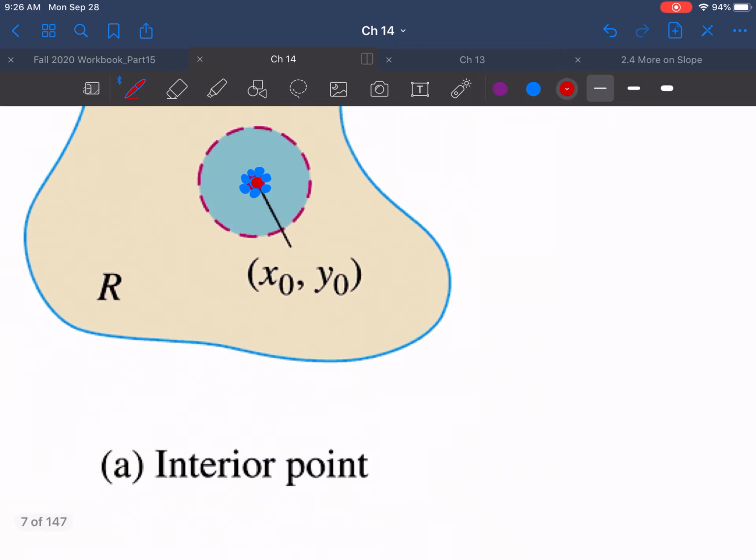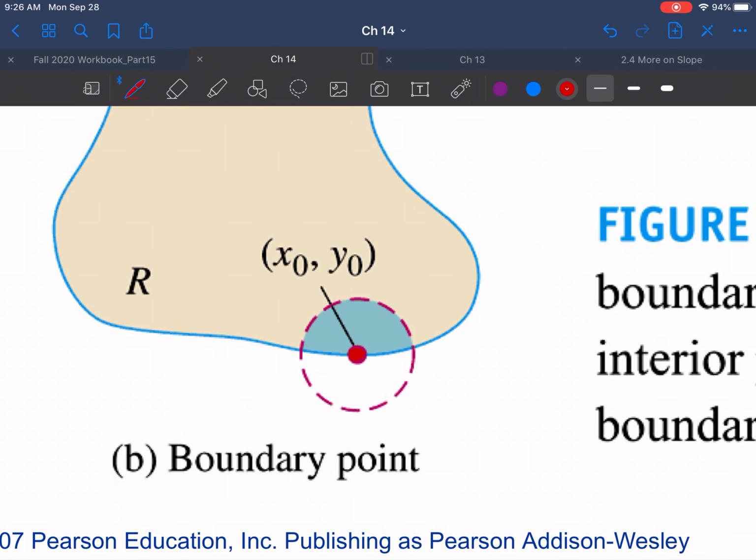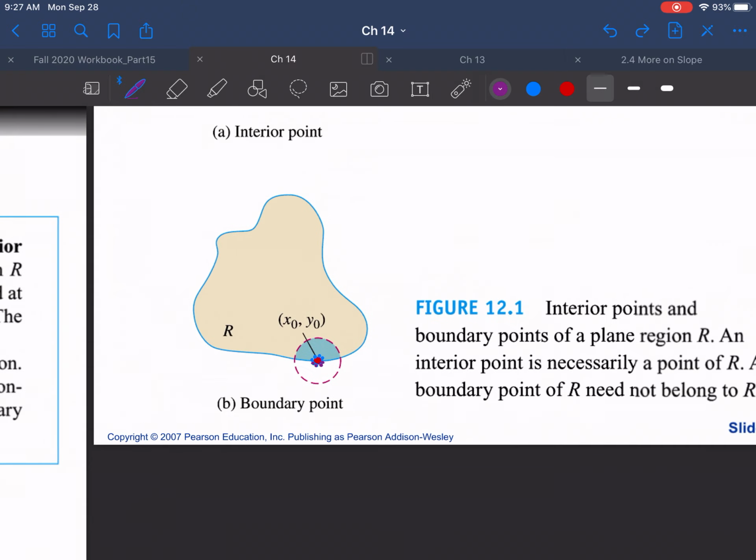But if you come down here to one like this, you look at our main point in the middle, and then at all the points that surround it, and you see that these ones over here are not in the region. It contains points on this side that are inside the region and on this side that are outside the region, and therefore that is a boundary point.